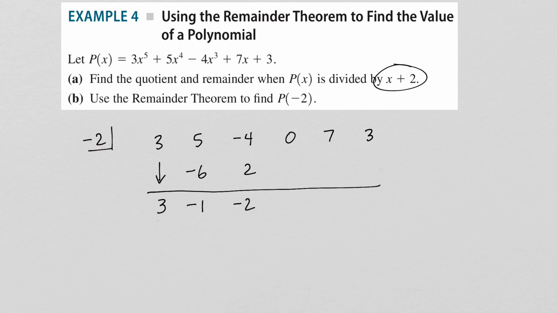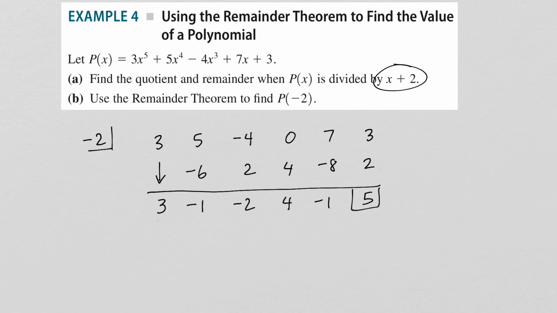Negative 2 times negative 2 is positive 4. 0 plus 4 is 4. Negative 2 times 4 is negative 8. 7 plus negative 8 is negative 1. And finally, negative 2 times negative 1 is positive 2. And 3 plus 2 is 5.